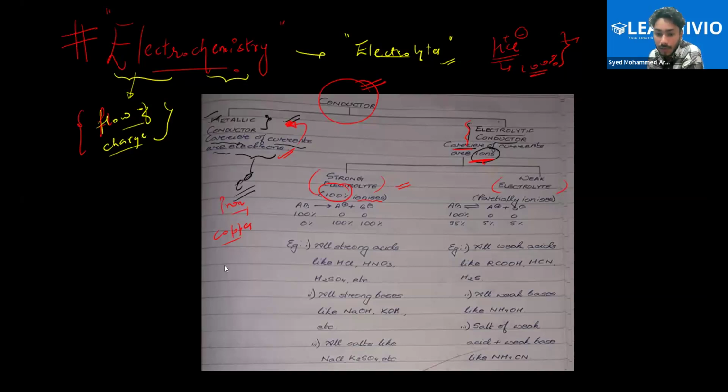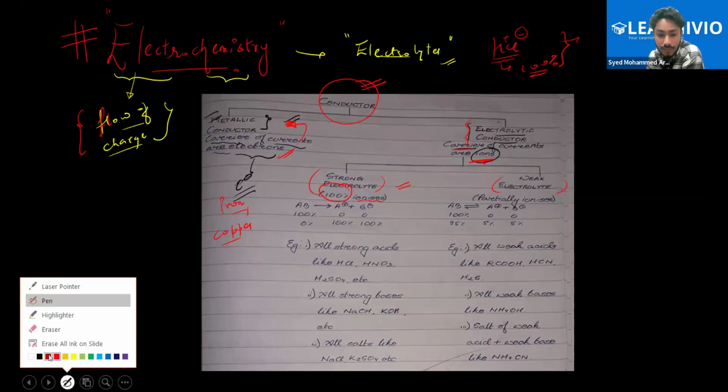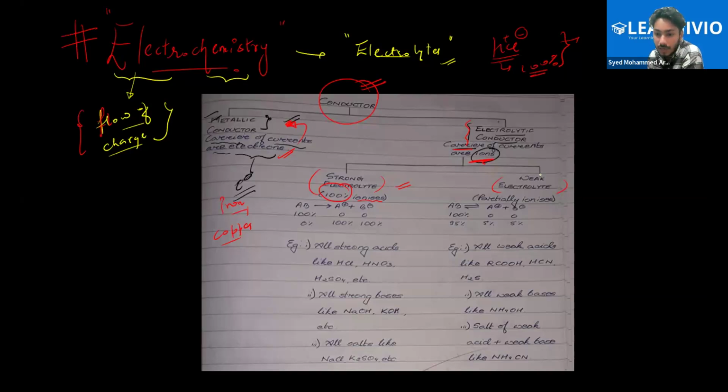Now the other one would be my weak electrolyte, in which partial ionization is occurring: A B going to A plus B. And what is partial ionization? Partial ionization is the ionization in which some amount of the reactant is going to be ionized, not 100%. It will be in some amount. Understood? The amount is very small.